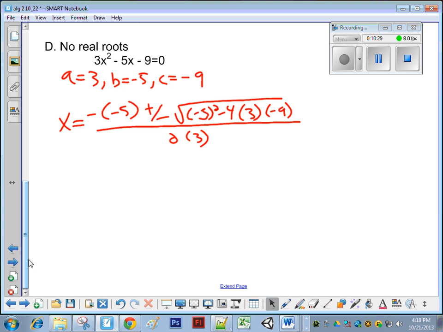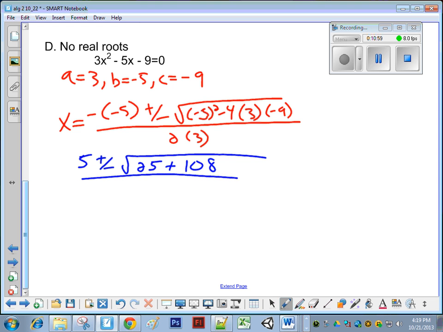Let's simplify this down. I've got 5 plus or minus the square root of negative 5 squared is 25. Now I have negative times negative, which is positive. 4 times 3 is 12. 12 times 9 would be 108. Okay, I could have also done 4 times 27 and gotten the same answer, all over 6.